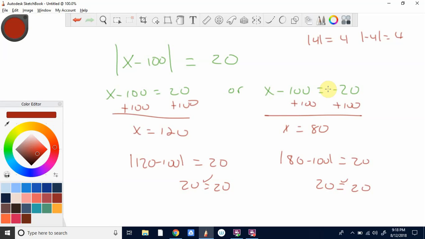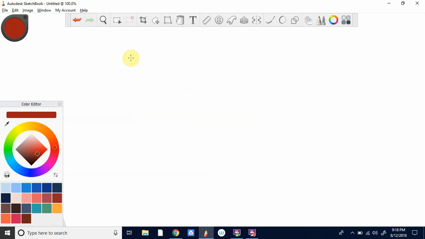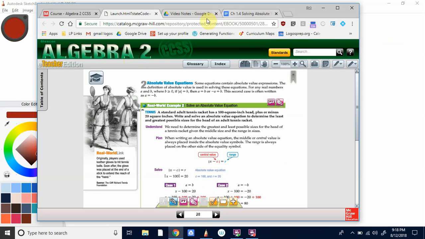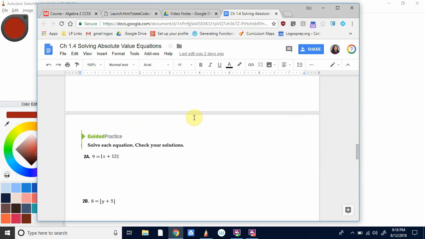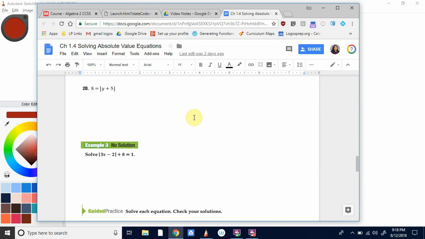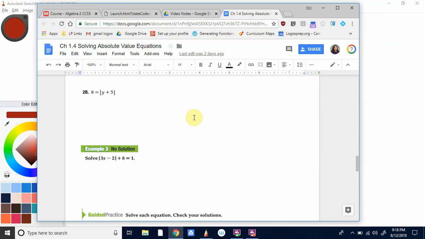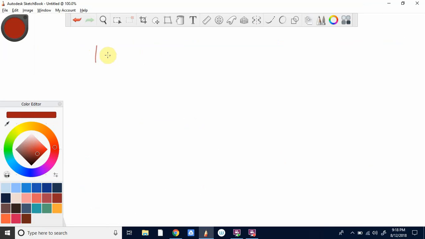So we always, when we do absolute value, must check to make sure that we don't have one or both extraneous solutions. Okay, so let's look at an example where that does happen. If you look at example 3 on our sheet, right here. So we take the absolute value of 3x minus 2 plus 8 equals 1.